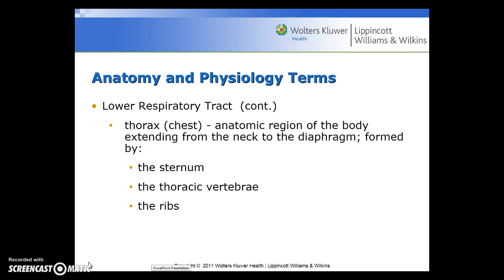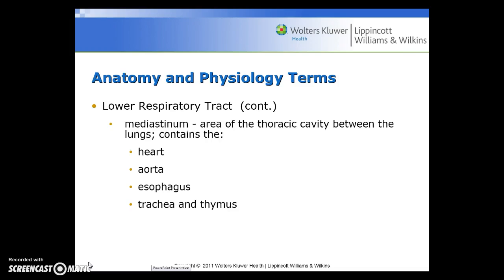The lower respiratory tract also includes the thorax or the chest, which is the anatomic region of the body extending from the neck to the diaphragm, formed by the sternum, the thoracic vertebrae, and the ribs. The lower respiratory tract also includes the mediastinum, which is the area of the thoracic cavity between the lungs, which contains the heart, aorta, esophagus, trachea, and thymus.